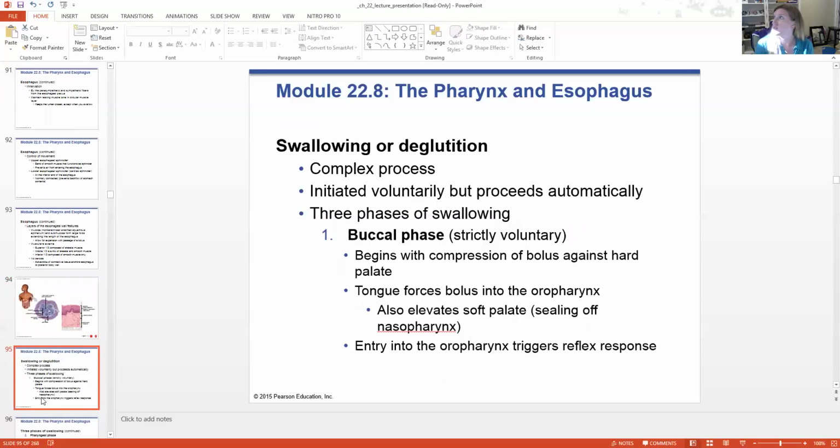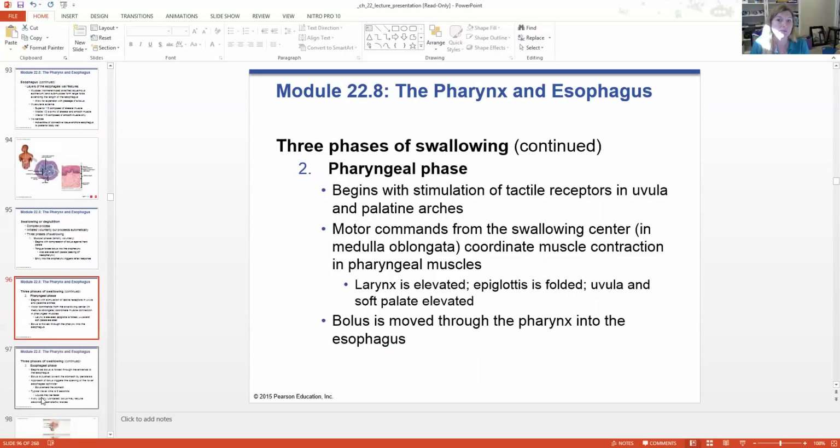During the swallowing process, it's initiated voluntarily, and there are three phases. The buccal phase is the voluntary phase where you're chewing and chewing, and then you finally say, you know what, I've chewed this food long enough, I'm ready to swallow it. So you push that bolus, or chewed up wad of food, against the hard palate, and the tongue pushes it back, elevating the soft palate, basically sealing off the nasopharynx, and then the entry of the food into the oropharynx is going to trigger the reflex of swallowing. So from then on, it becomes reflexive.